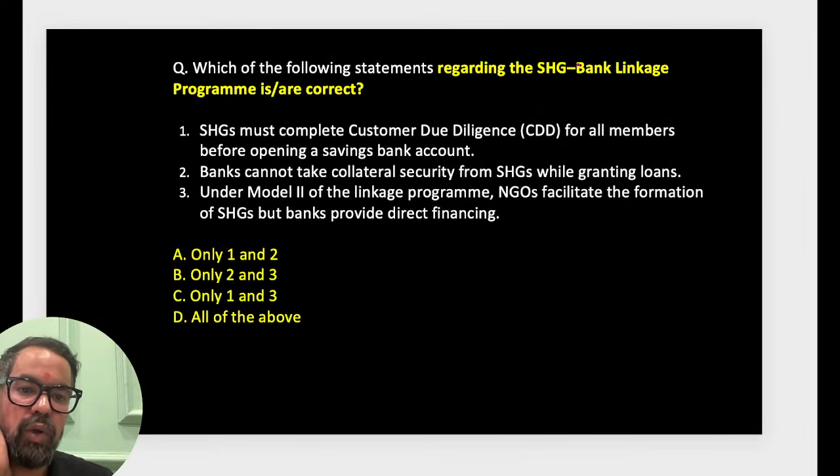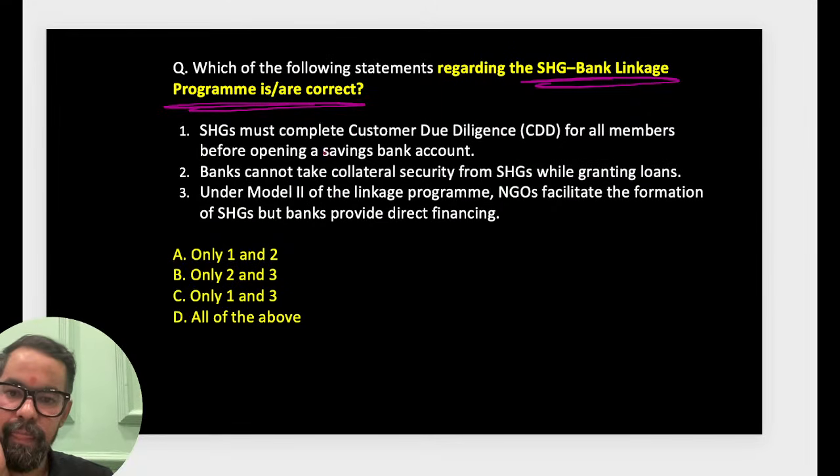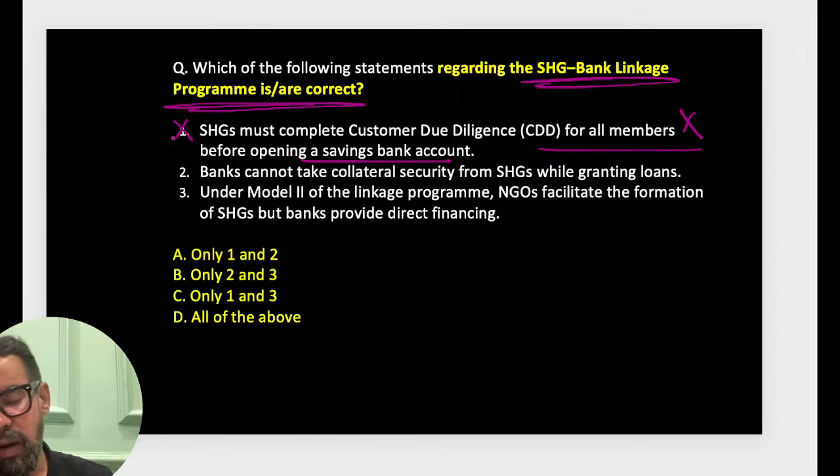सेल्फ हेल्प ग्रुप बैंक लिंकेज प्रोग्राम is correct. Self-help group must complete customer due diligence for all members before opening a saving bank account. For opening a saving bank account, we do not have to do CDD for all members. Okay, so this is wrong. We do not require to do due diligence for all the members.